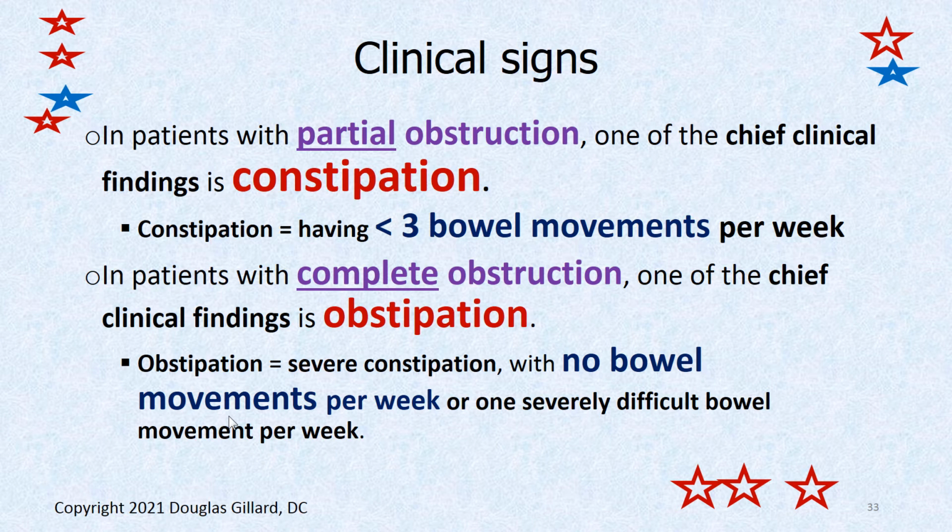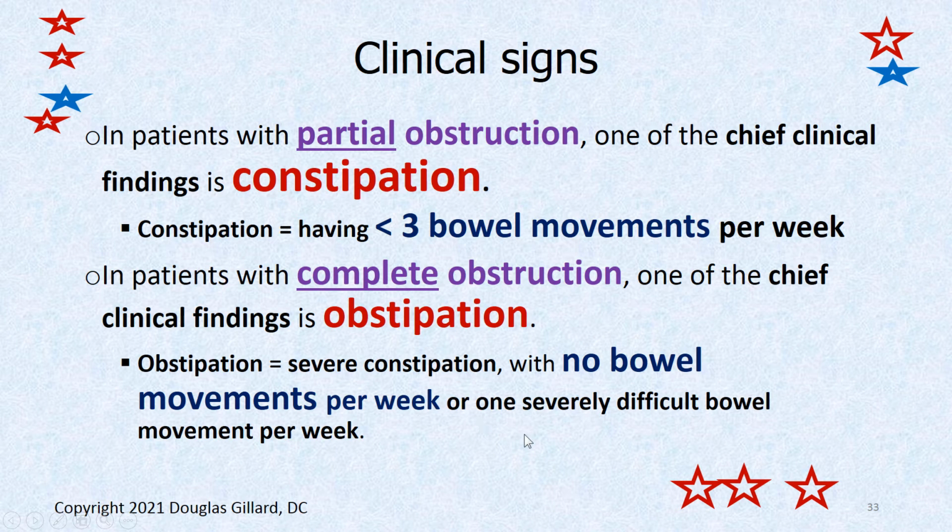So if you have a complete obstruction and no fecal material is getting through, you're not going to have any bowel movement. So no fecal material coming out is called obstipation. If you have less than 3 bowel movements a week, then you have constipation. That's probably from a partial obstruction. Obstipation means basically no bowel movements.